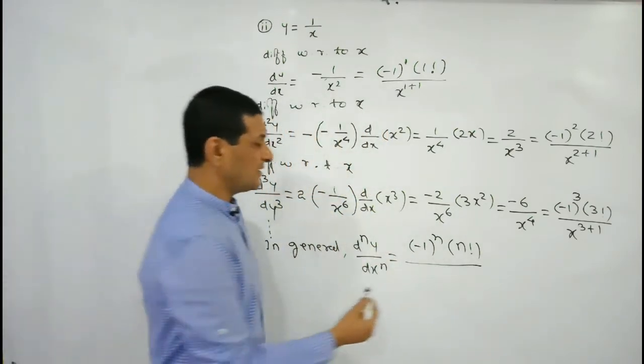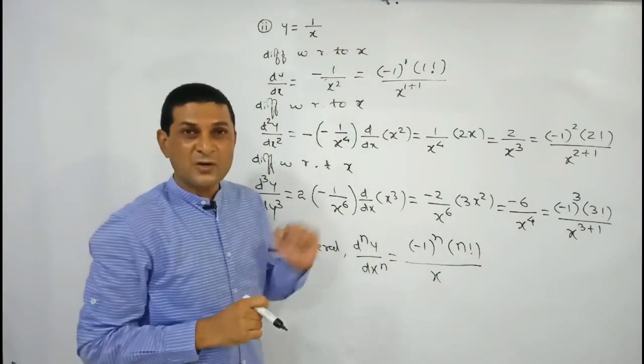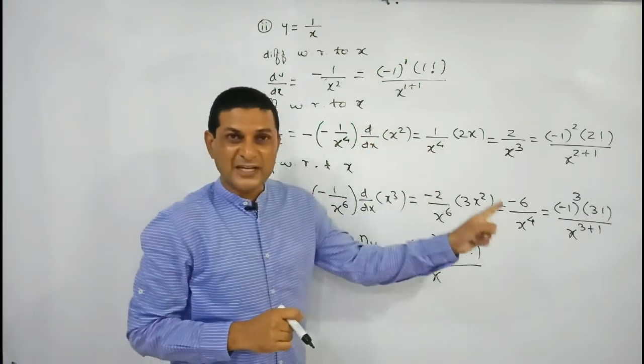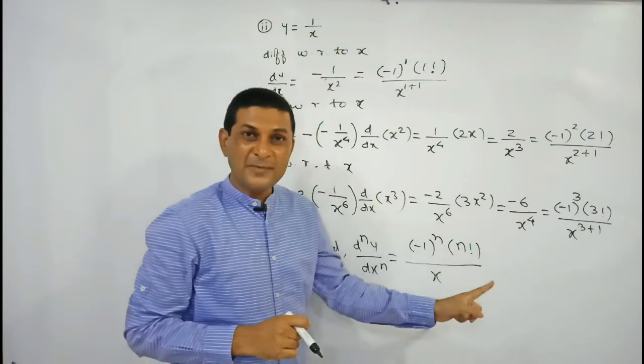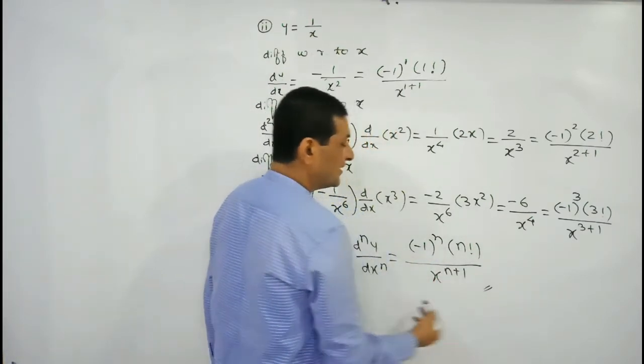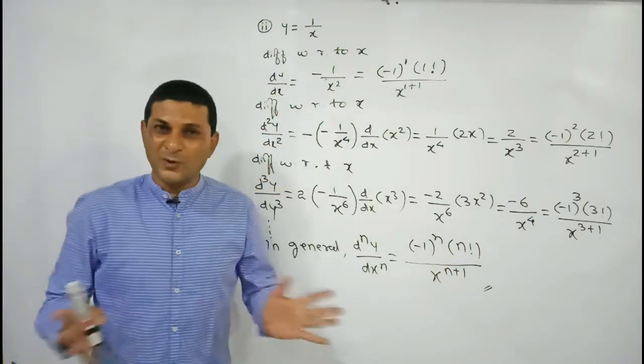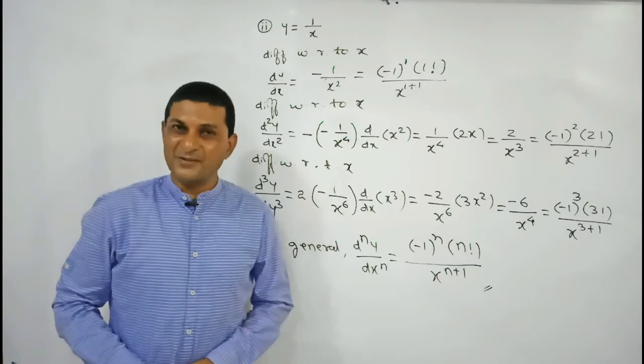In the denominator, x, write down x. Now we are finding its power. First order derivative में पावर क्या था? 1 + 1. Second में क्या था? 2 + 1. Third में क्या था? 3 + 1. तो nth order derivative में n + 1 ही आएगा क्या? पावर. So in this way we have got the value of nth order derivative. So hope the method to find out nth order derivative is clear to you.